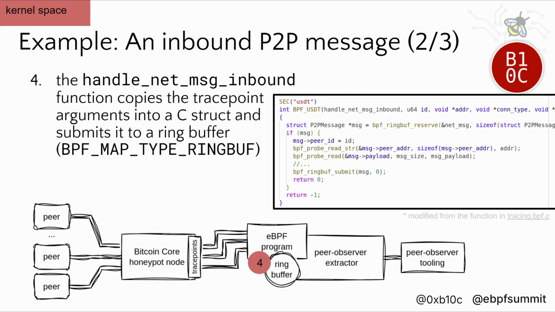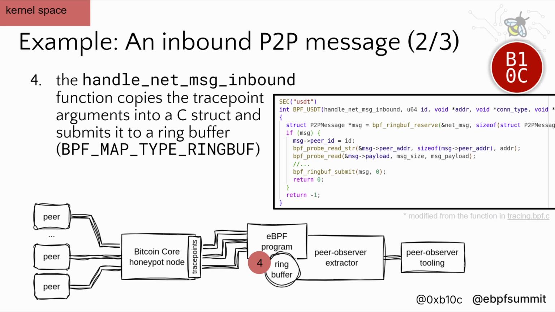The function handling that message inbound from our eBPF program is hooked up to the inbound message tracepoint. This means once the tracepoint is reached, the function is called in the eBPF virtual machine in kernel space, and the tracepoint arguments are passed into this function. We reserve a P2P message struct in the ring buffer and fill in the tracepoint arguments.